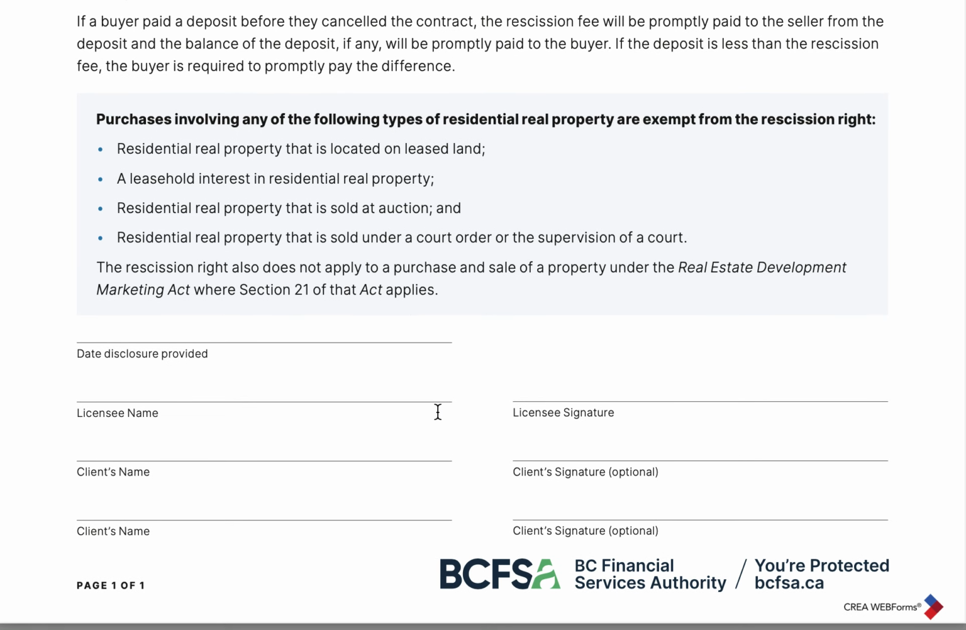On the purchase contract, we're also going to list a contact person in the event that they do rescind. There's a document they have to send, a written notice that they are rescinding, and then they have to submit the rescission fee, or if they put in their deposit already, the rescission fee comes out of the deposit before it is released back to the buyer. So everybody's going to learn about this. We're all going to know the date provided, licensee name and signature saying I've shown you this, clients' names, client signatures, and that's your listing package. It's fairly simple.